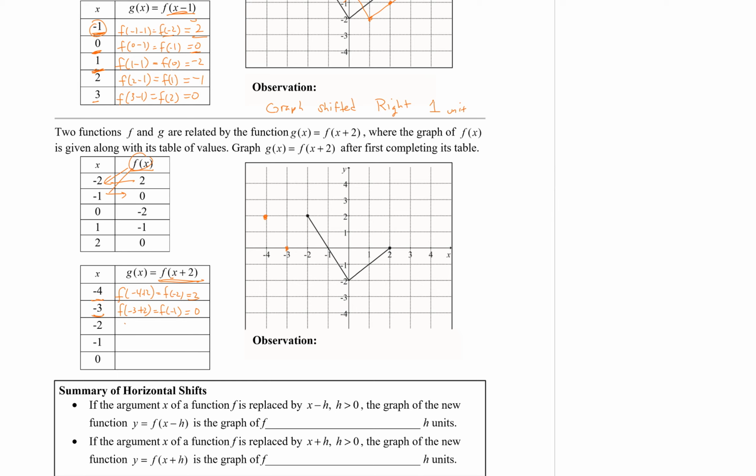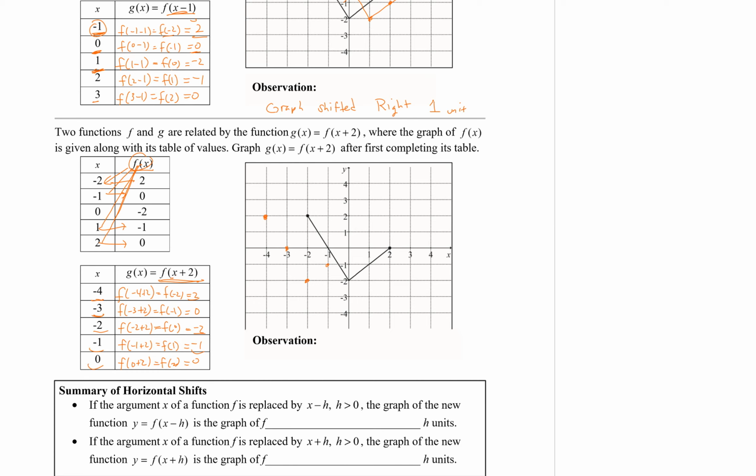I'm going to plug in negative 2 in there, so f of negative 2 plus 2 is the same thing as f of 0. So plugging negative 2 is equal to f of 0, and f of 0 is negative 2. So plugging negative 2, I get negative 2. Negative 2, negative 2. And we're plugging negative 1. F of negative 1 plus 2 is the same thing as f of 1. And f of 1 is negative 1. So when I plug in negative 1, I get negative 1. So negative 1, negative 1. And when I plug in 0, f of 0 plus 2 is the same thing as f of 2. So f of 2 is 0.